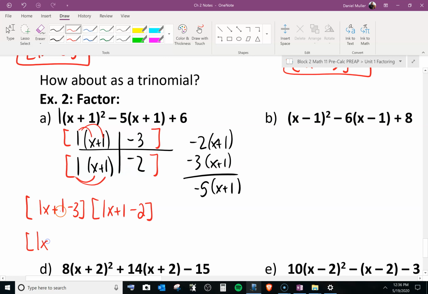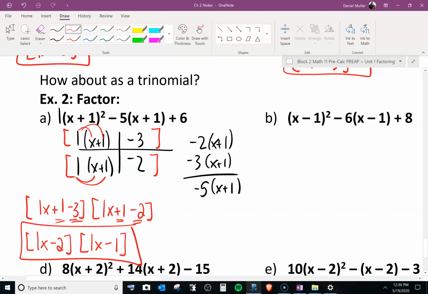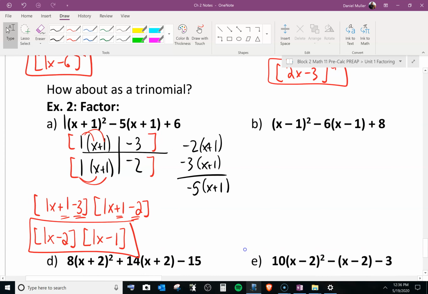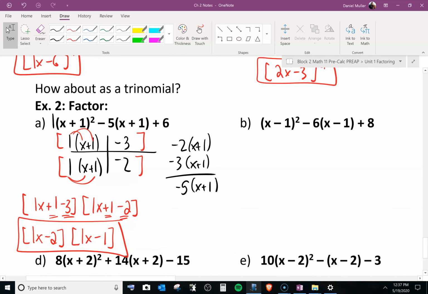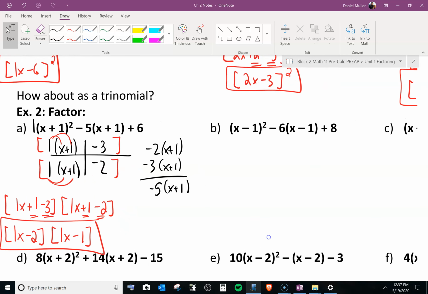There's a 1x, 1 minus 3 is minus 2. And this is a 1x, 1 minus 2 is a negative 1. And that's it. Now it is factored. The math here, like the numbers and stuff that we're doing, are quite small. We're not dealing with really large numbers, and it's pretty consistent with what we've been doing all along.